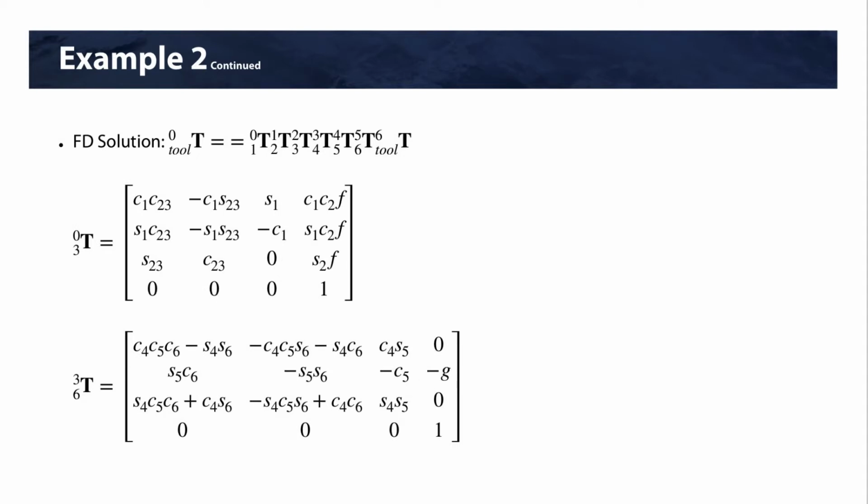We also showed that the forward displacement solution that defines the tool frame with respect to the base frame is just simply the multiplication of all those homogeneous transforms out. And we didn't do all of them, but we showed T03 here and we had T36. And we're going to use these as part of our inverse displacement solution.